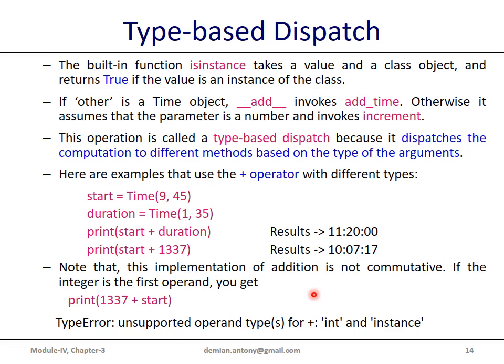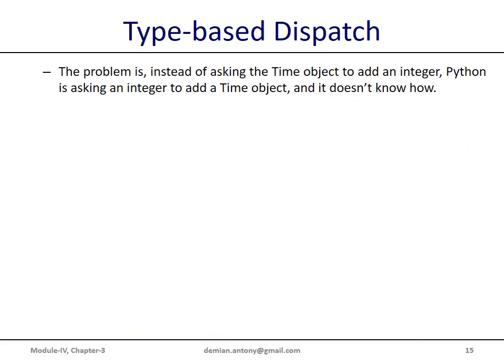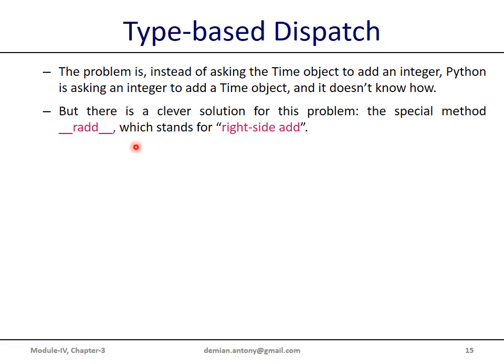Remember, the implementation of this type of addition with operator overloading onto programmer defined types is not commutative. If the integer is the first operand, then we will get the runtime error saying unsupported operand time for plus. And how to manage such a type of code? We have a special method called radd, which stands for right side add.